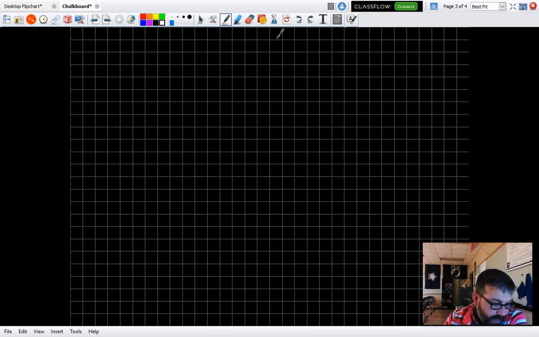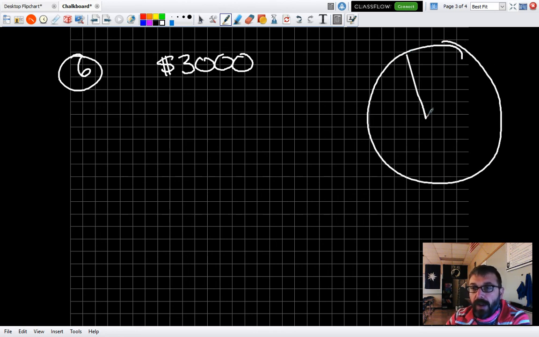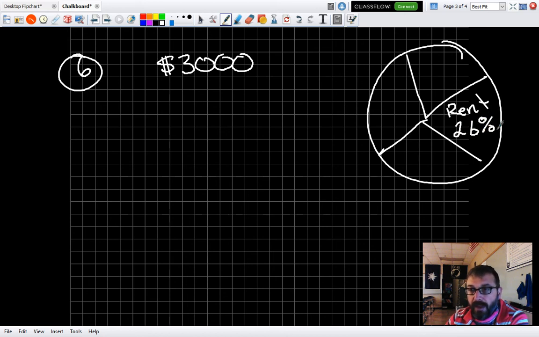Let's look at number 6. Number 6 is a little bit of a different problem. It says Nora makes $3,000 a month. And then it gives us this pie chart, and it has all of these different percentages of things that Nora has spent it on. But it wants the first one, and the one we're going to look at is rent. And so it says rent is 26%.